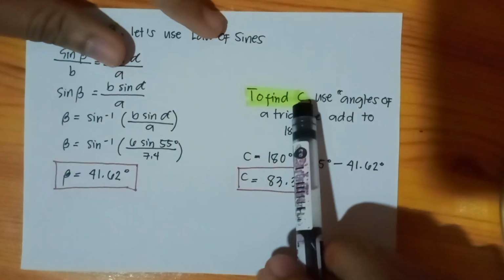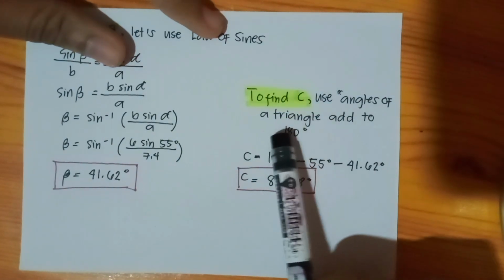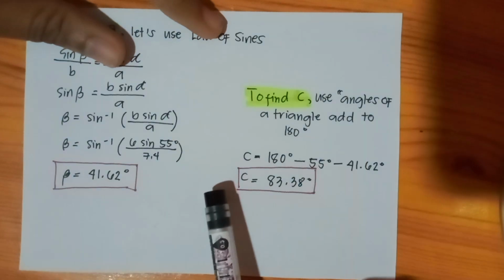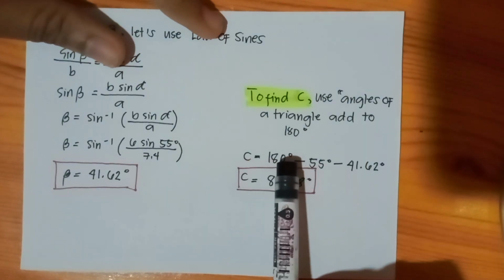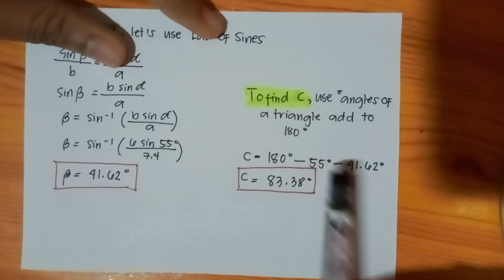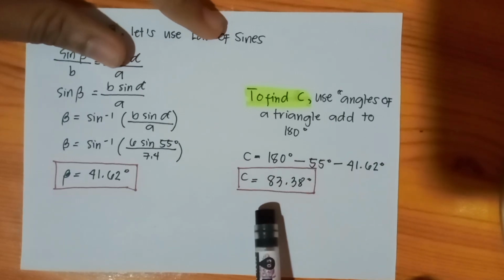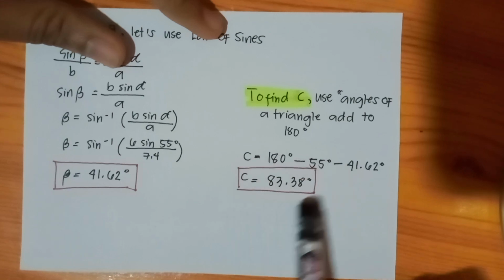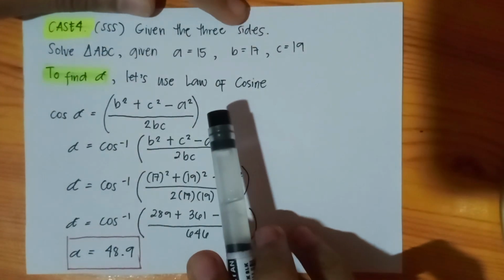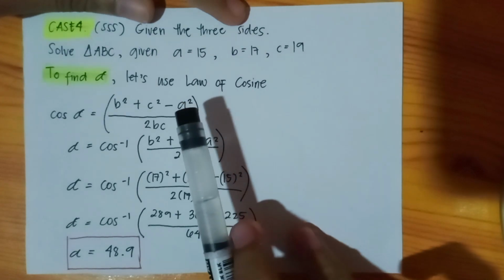So to find the C, use the fact that the angles of a triangle add up to 180 degrees. We have C equals 180 degrees minus 55 degrees minus 41.62 degrees, and the result is 83.38 degrees. And finally, let's now move on to case 4, which is the side-side-side, given the 3 sides.